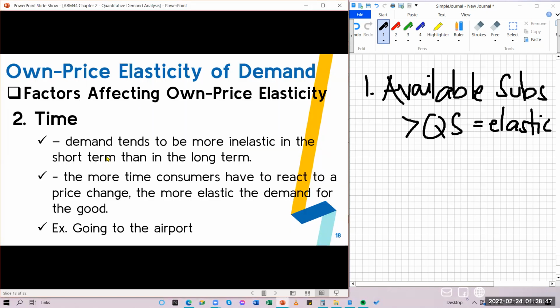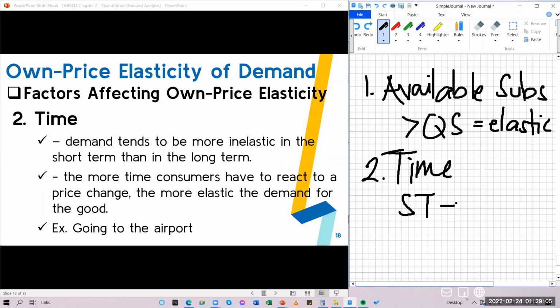So next one is time. Demand tends to be more inelastic in the short term than in the long term. I'll put short term here. That means it is inelastic. Again, demand is more inelastic if the demand is short term. So, the more time consumers have to react to a price change, the more elastic the demand for the good.